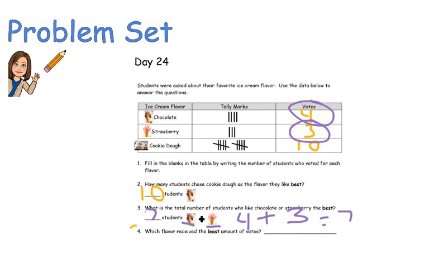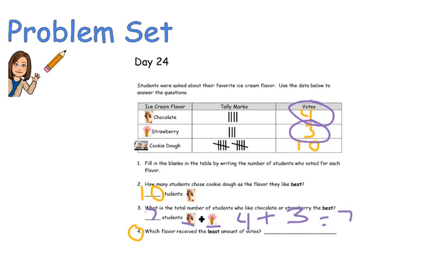Problem number 4. Don't forget, if I'm going too fast, you can pause it and go back. Okay? Question 4. Which flavor received the least amount of votes? What does that word mean? Least. What is that? Least is like the smallest. So which ice cream has the smallest number of students?